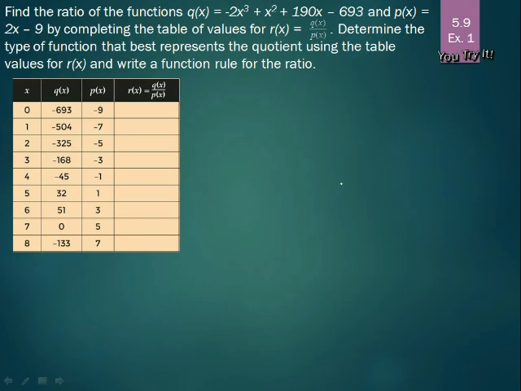Okay, so just looking at our two functions, we see that q of x is a cubic function because of our x cubed term, and p of x is linear since the highest power it has is x to the first. Thinking of q of x divided by p of x, x cubed divided by x, we should expect that r of x will be a quadratic. Let's go ahead and fill in our table and write our function rule for the ratio.